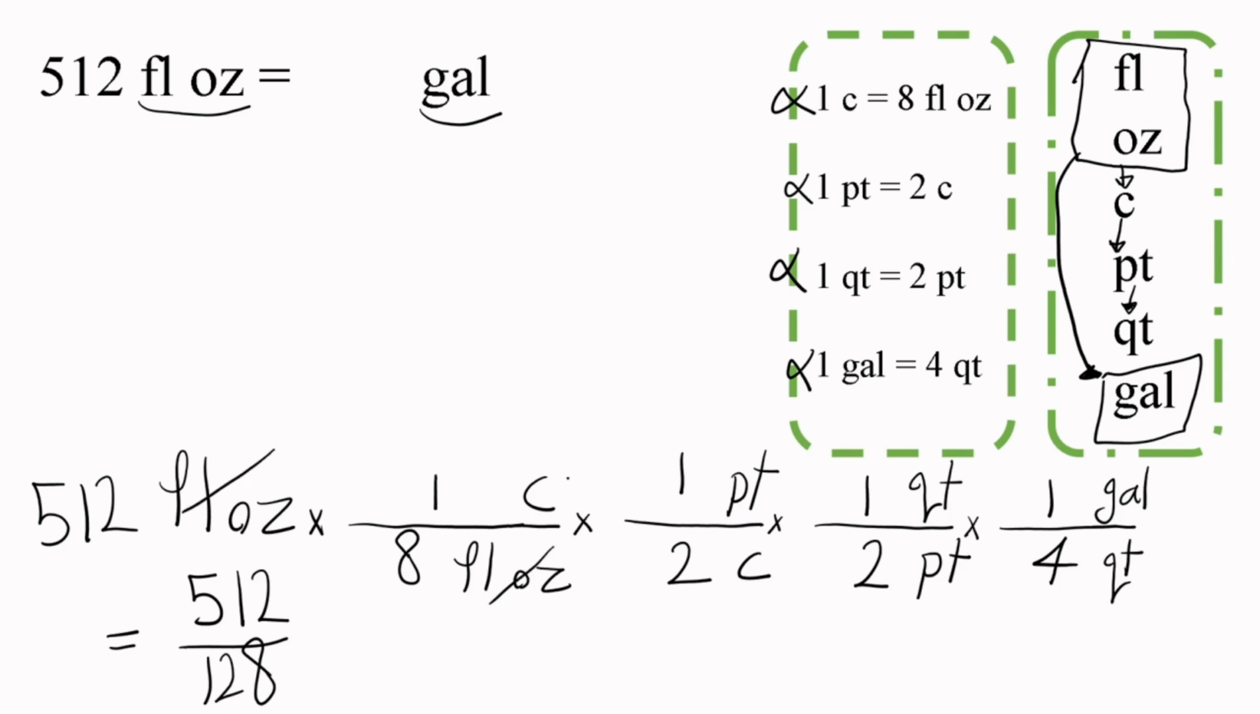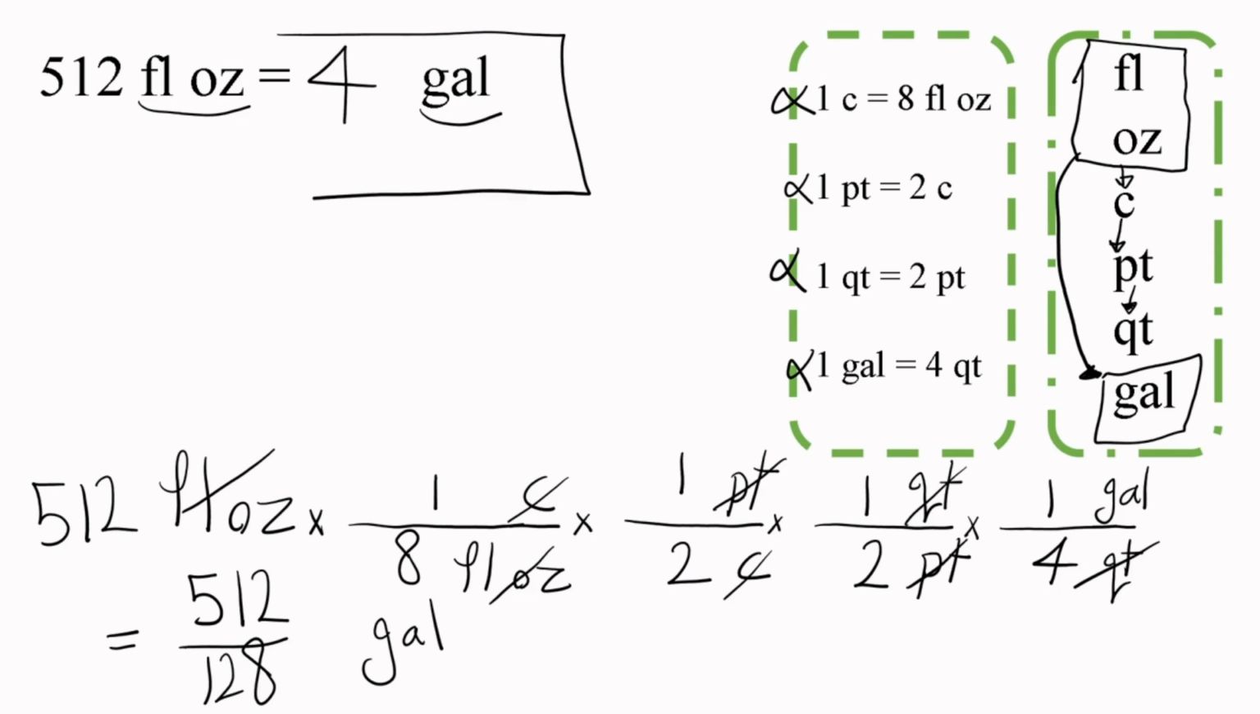These two are going to cancel each other out. These two are going to cancel each other out. And finally, we are going to have gallon. So 512 over 128 will be 4. And I'm going to write the answer here. This is the only correct answer of this example.